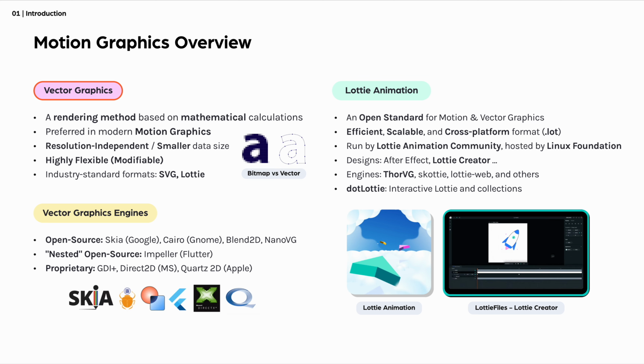Historically, SVG was the most widely used format for vector graphic assets in the industry. However, in the past few years, Lottie has emerged as the go-to solution for animated vector content. And since motion graphics have become trendy, Lottie is now really popular and used everywhere.